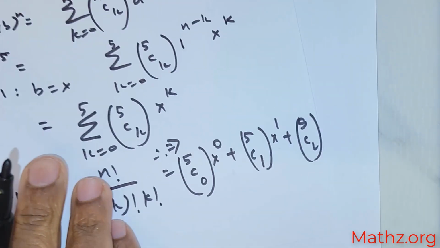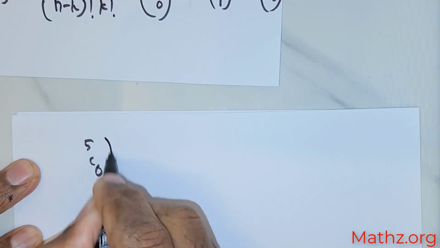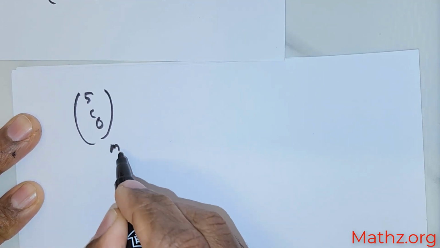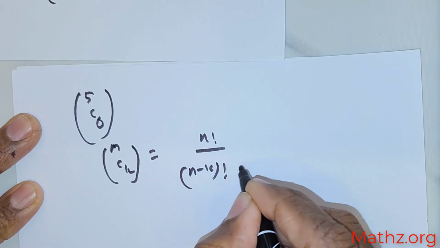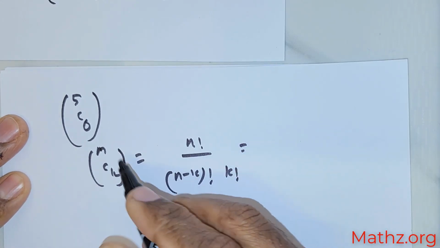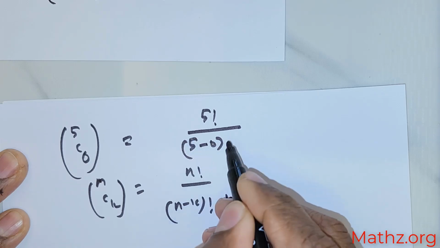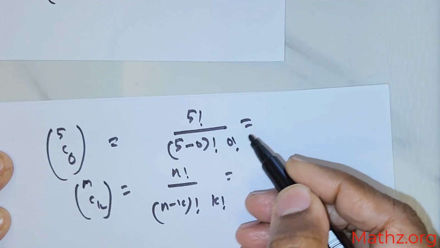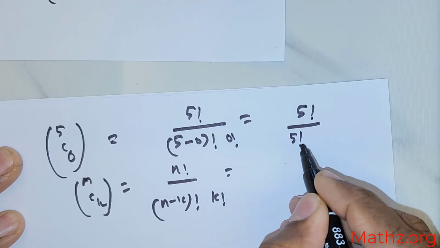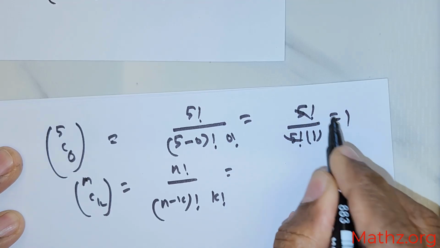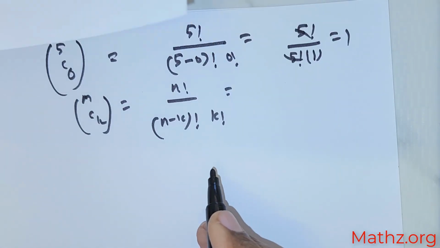Now let me show you how to get 5C0. So 5C0, as I mentioned to you, we will be utilizing nCk. nCk is nothing but n factorial divided by n minus k factorial times k factorial. So 5C0 is going to be 5 factorial over 5 minus 0 factorial times 0 factorial. Now 5 factorial is written there. 5 minus 0 is going to be 5, so 5 factorial. 0 factorial is 1. So you have this to be equal to 1. So I can substitute that 1 there, plus 5C1.